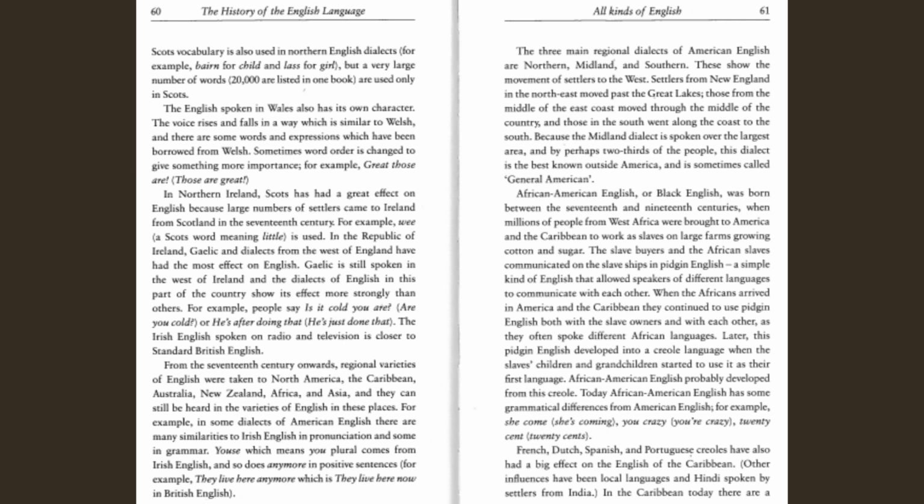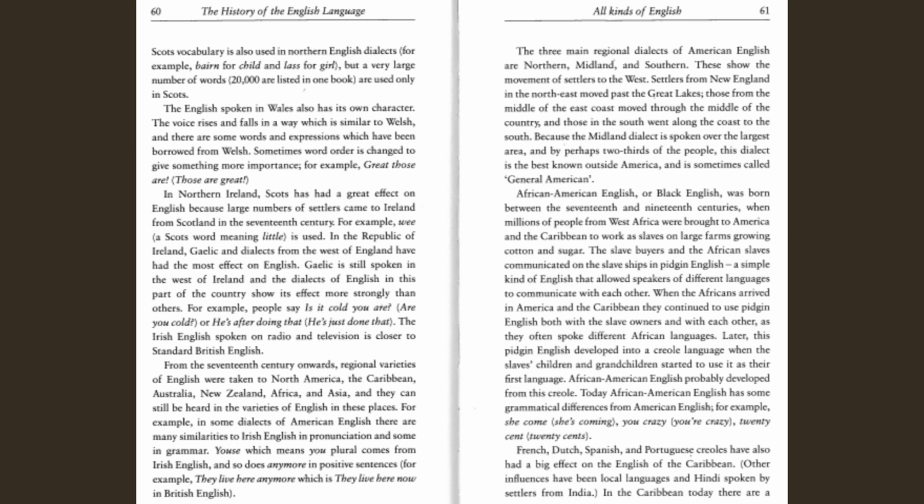The three main regional dialects of American English are Northern, Midland and Southern. These show the movement of settlers to the west. Settlers from New England in the northeast moved past the Great Lakes. Those from the middle of the east coast moved through the middle of the country, and those in the south went along the coast to the south. Because the Midland dialect is spoken over the largest area, and by perhaps two thirds of the people, this dialect is the best known outside America and is sometimes called General American.